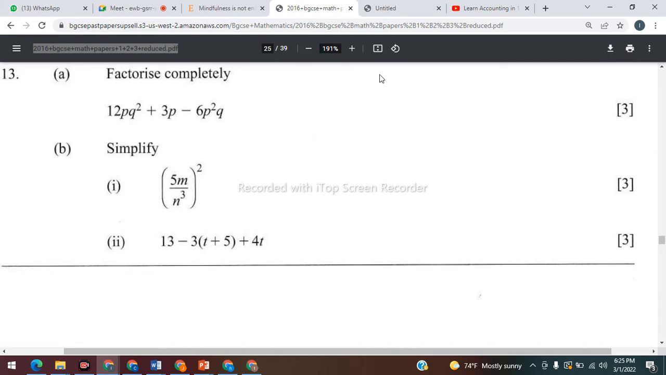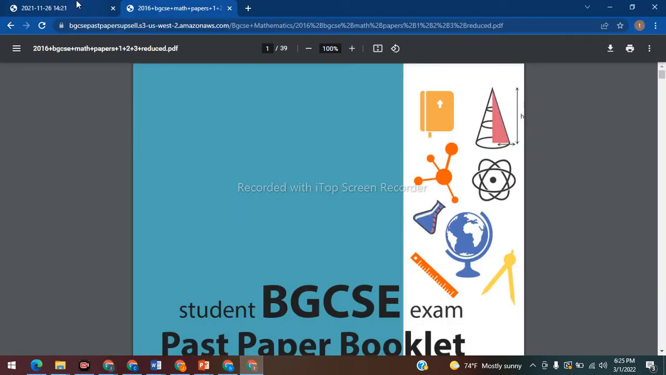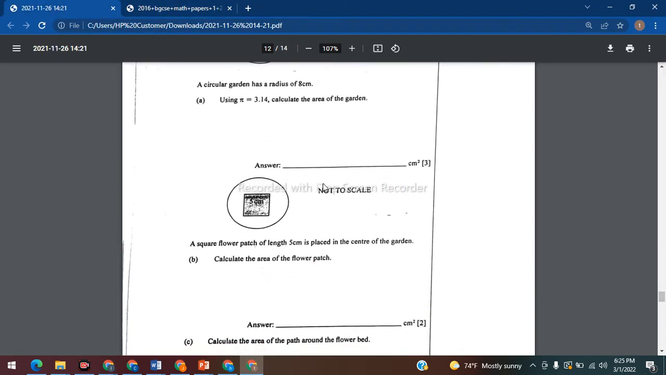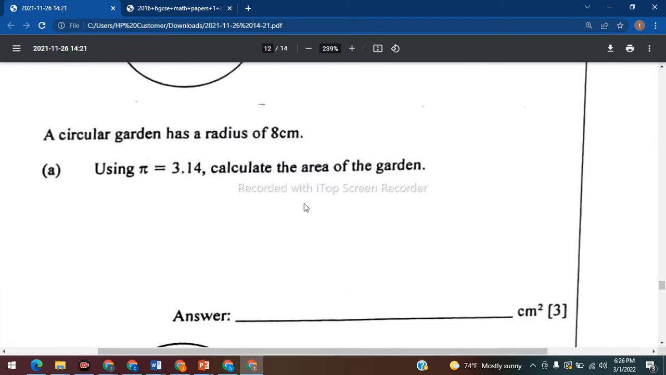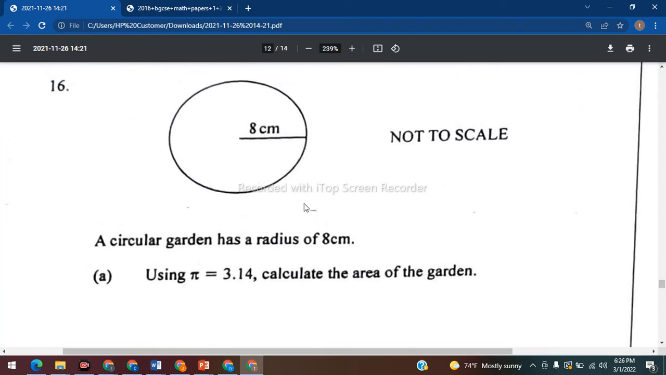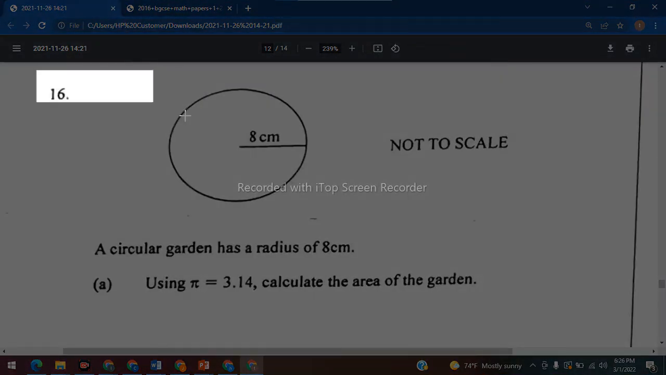So let's go to another paper, the one we started yesterday. So we should be somewhere here. Okay, good. So we're going to do number 16. This should be, I hope, familiar. Now for the $1,000,000 question. What is the area of a circle? You have to be studying, people. What is the area of a circle? 3.14 times r squared.